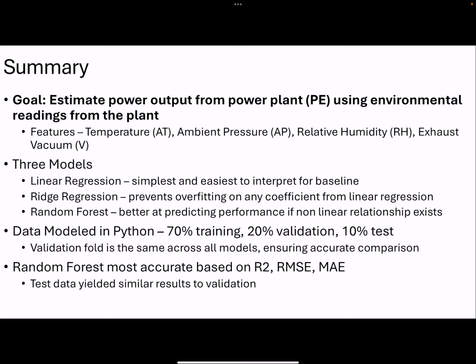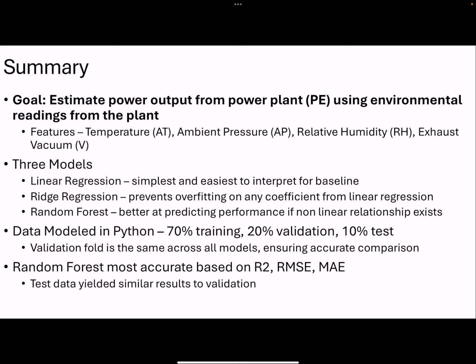From an algorithm and feature perspective, we already went through the features, but I've really used 3 approaches here. The first one is linear regression, which is the baseline, as we know from our class, the simplest and easiest way to interpret for a baseline. Then there's ridge regression, which is also a linear regression model, but it prevents you from overfitting on any one of the coefficients, which is also helpful here. And then I'm also using random forest, which is better at predicting performance if these features wind up having a nonlinear relationship to PE.